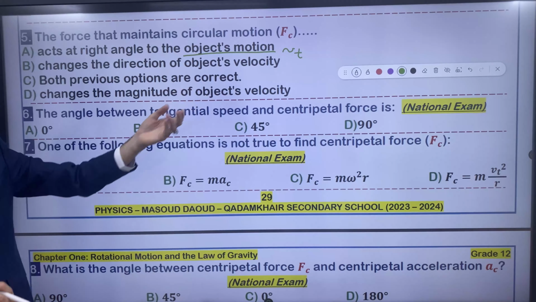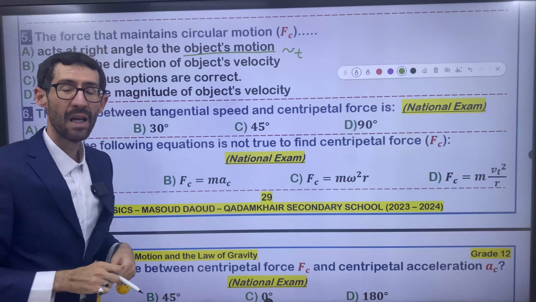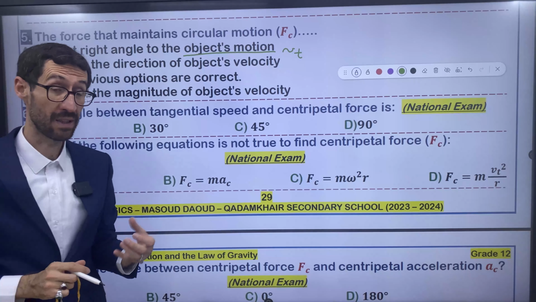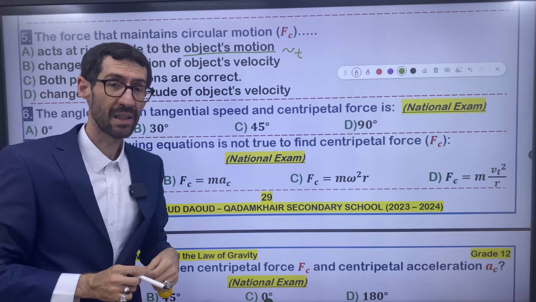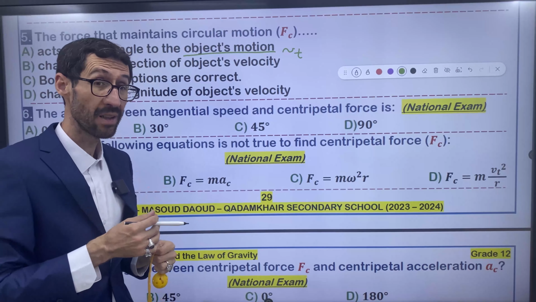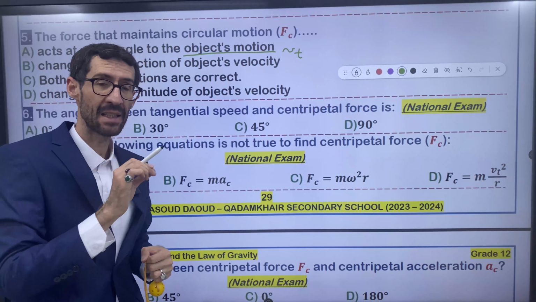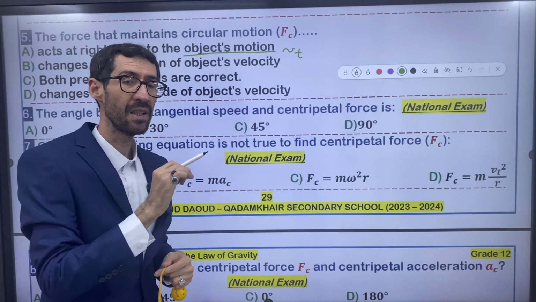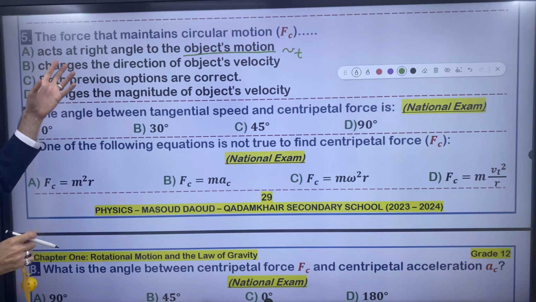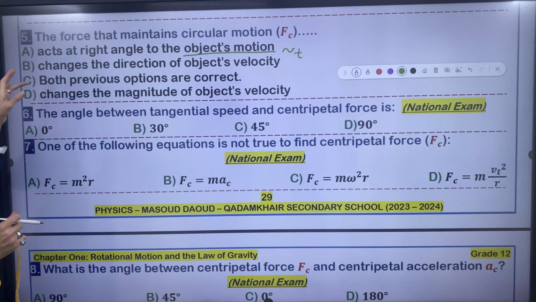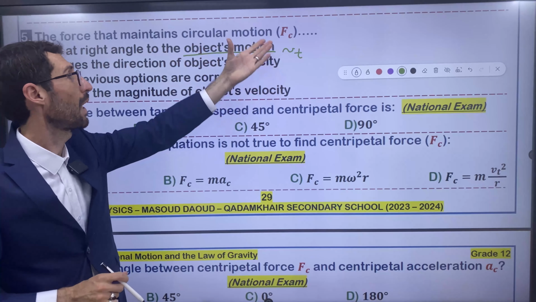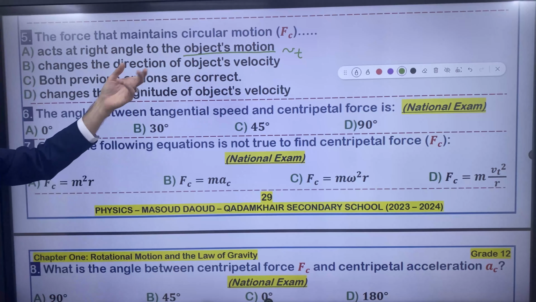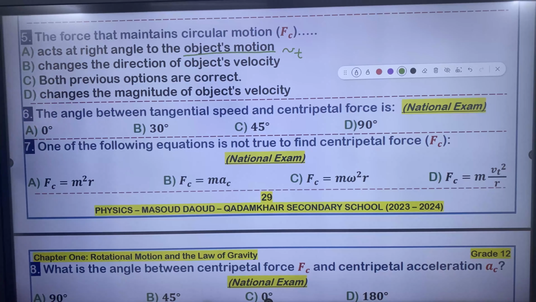Is it right? Of course it's right. I told you, because the factors are different, because the quantities are different, they are not similar. That's why there exists 90 degrees between them. So it's true. Right angle means 90 degrees. B, changes the direction of object's velocity. It's true. Fc changes the direction. We explained it in the previous question.